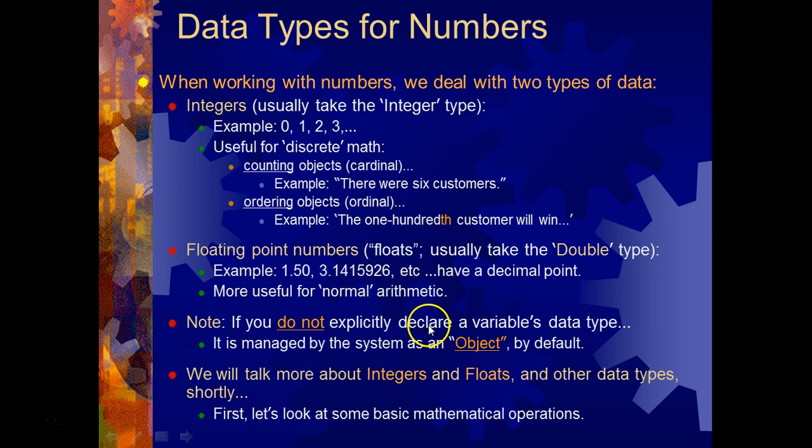If you don't explicitly declare a variable's data type, it's managed by the system as an object. So that means if you don't say it's an integer, you don't say it's a double, there are other types called strings, which are not numbers, and so on. If you don't say what type it is, then the system will assign it the type object. But the problem with that is that it wastes a lot of memory. So you don't really want to do that.